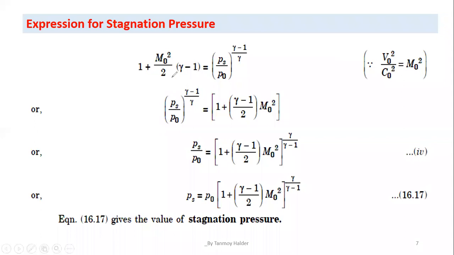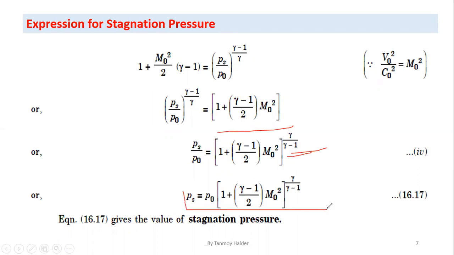1 plus gamma minus 1 by 2 Mo square, to the power gamma by gamma minus 1, equals Ps by Po, right? Now, again, this Ps by Po to the power gamma minus 1 equals what? This much. I am just rearranging this one. Then Ps by Po equals what? 1 plus gamma minus 1 by 2 Mo square whole to the power gamma by gamma minus 1. Yes?